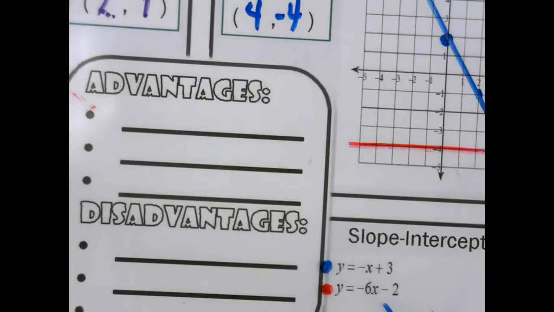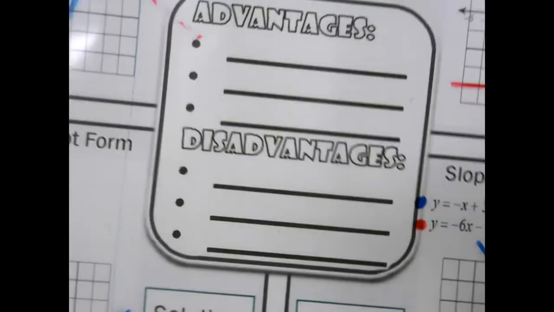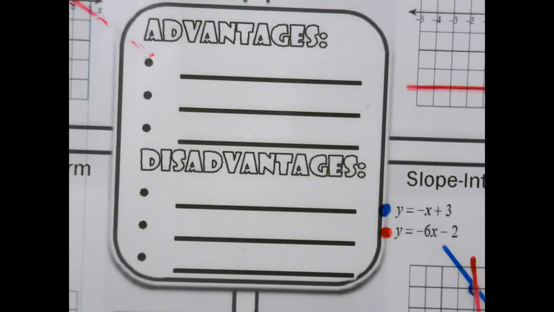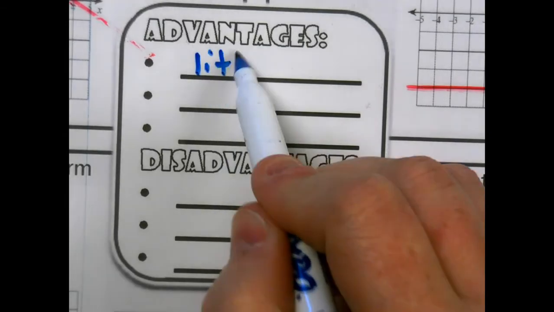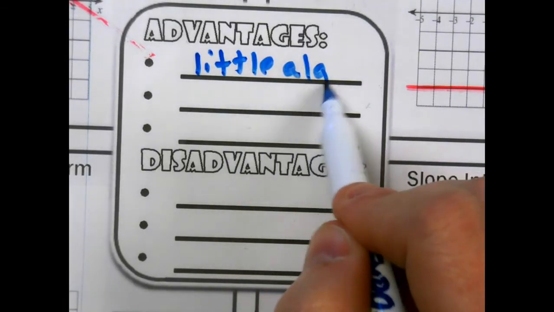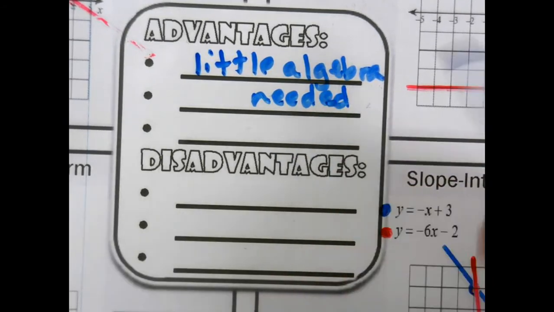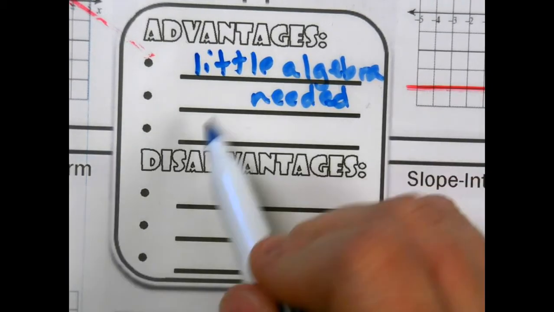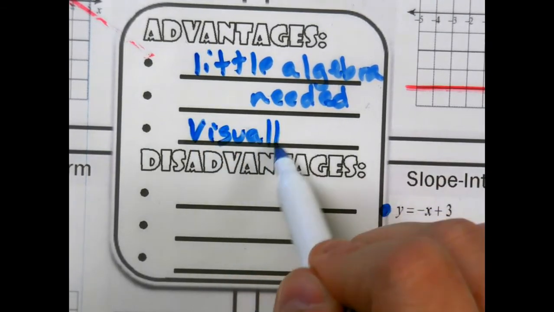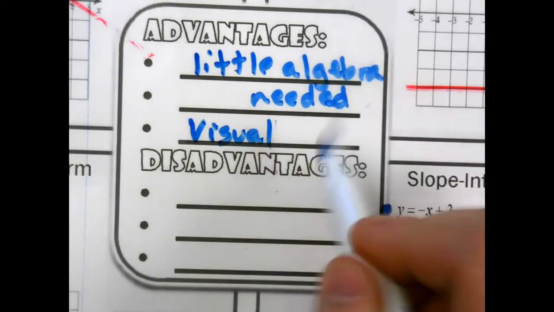Here in the middle, some advantages for doing this is that if you like graphing, this is easy. If you like to graph, then this can be easy. There's little algebra needed, especially if it's in slope-intercept form. The other advantage is you get to see a visual solution.